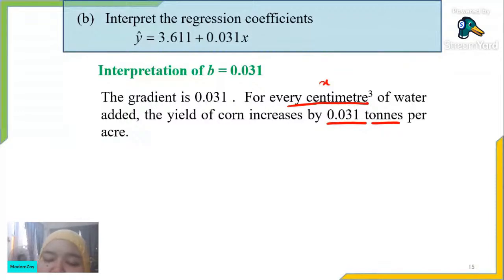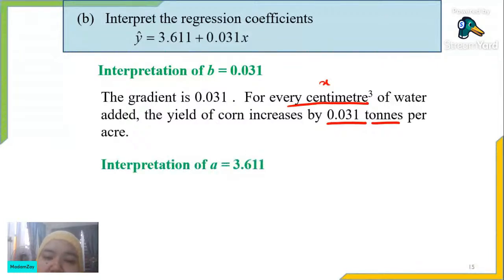It is different from the previous example, because the previous example was talking about income, which is RM, and the expenditure was also in RM. So please be careful with the units. Here you can use up to 3 decimals because there is no limit for ton per acre, not the same as RM. For RM, we only have 2 decimal places. If you put 3 decimal places, the answer will be wrong. Okay, next, interpretation of A. A equals 3.611. When X is equal to 0, this is the y-intercept.